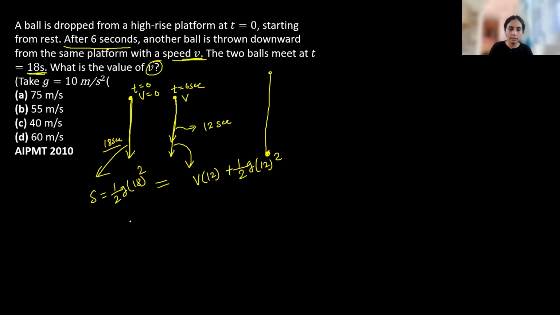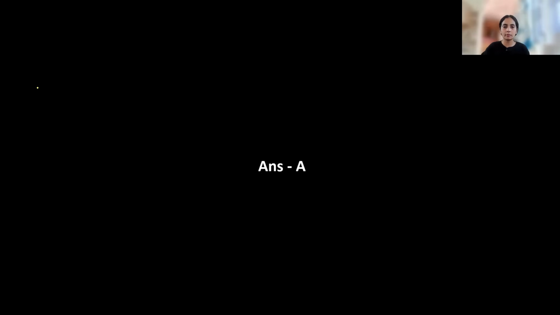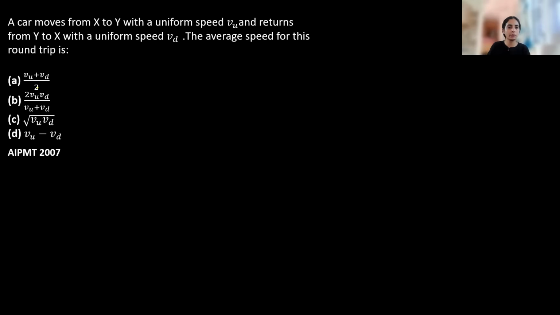सो एक काम कर लो, half g 18 स्क्वायर माइनस 12 स्क्वायर, सो 18 माइनस 12 दैट इज योर 6, एंड 18 प्लस 12, so that will become 30, and this is equal to how much? v into 12. So this will become how much? This is 2 and this is your 15 and this is your 5. So V is equal to how much? 75 meter per second. Okay. So correct answer should be which one? It should be A. Now let us talk about this one.